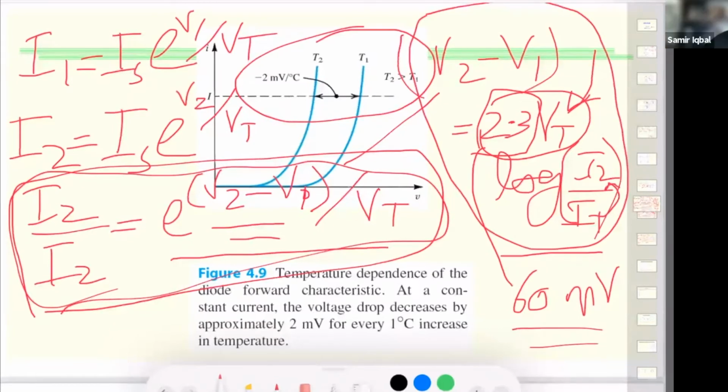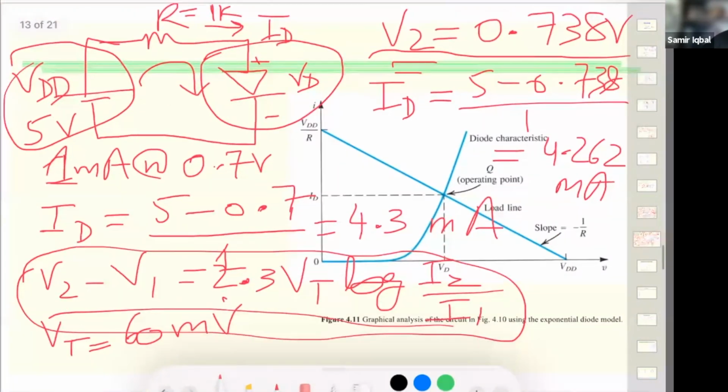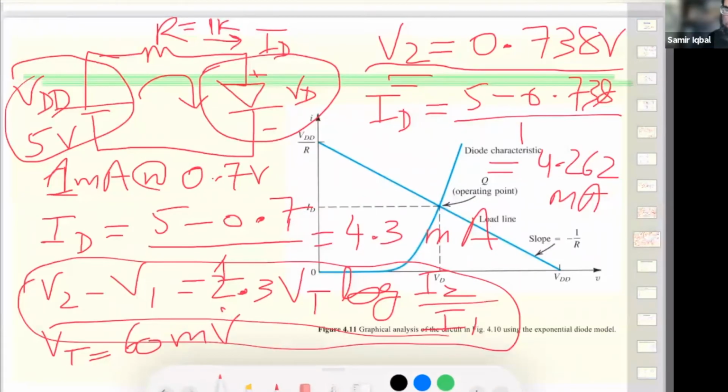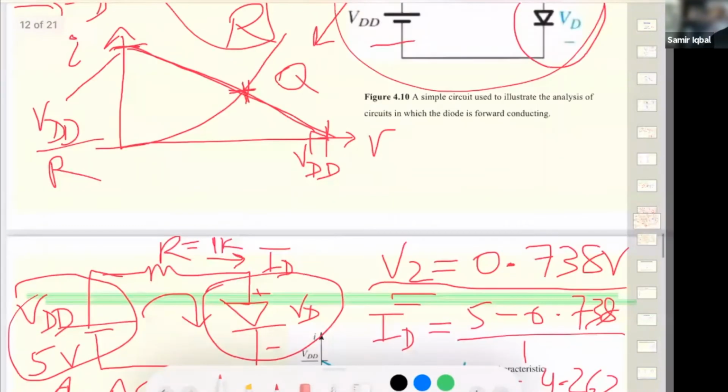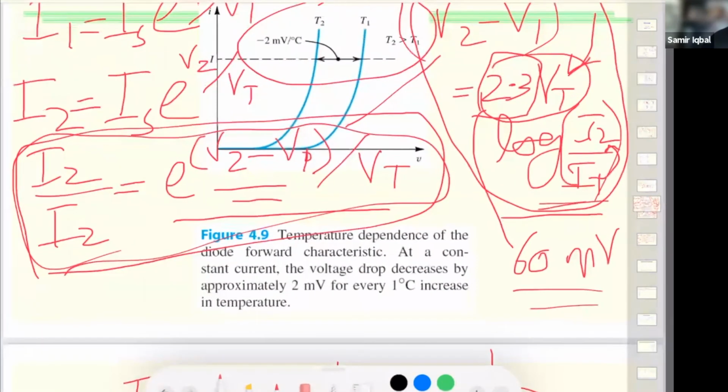So I'm just using that relationship to verify my number for the current that I got from applying the Kirchhoff's loop model. So we established that for a decade change of current, which is log, so log is a decade plot, you go from 10 to 100 to 1,000 to 10,000, for that change there is a voltage change of 60 millivolt.